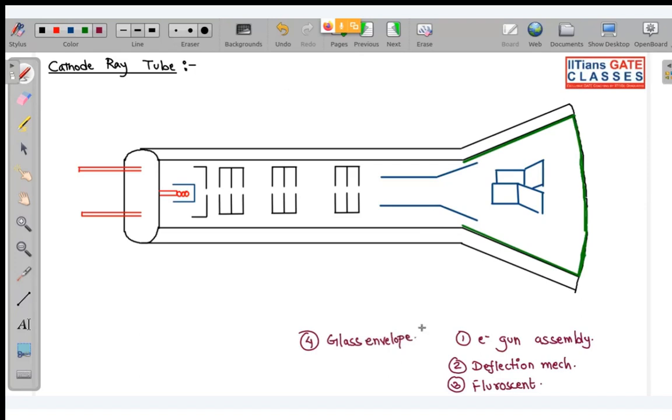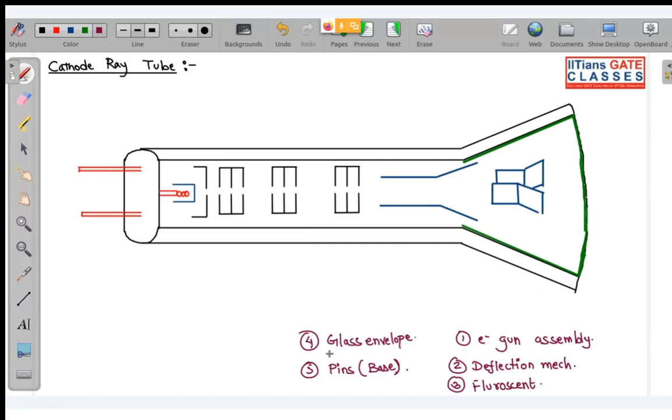And what is the last one? Even I forgot. Yes, the pins. Okay, the base. Anything else we have? Fine. So this much we have.